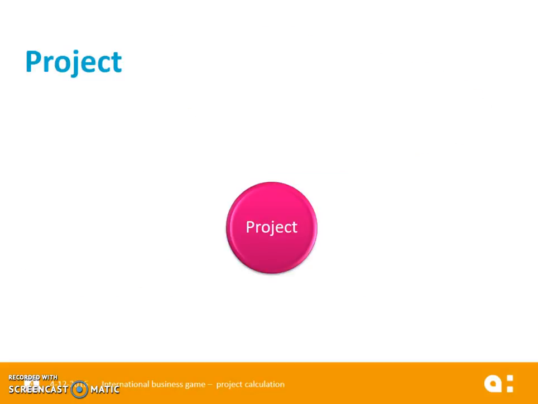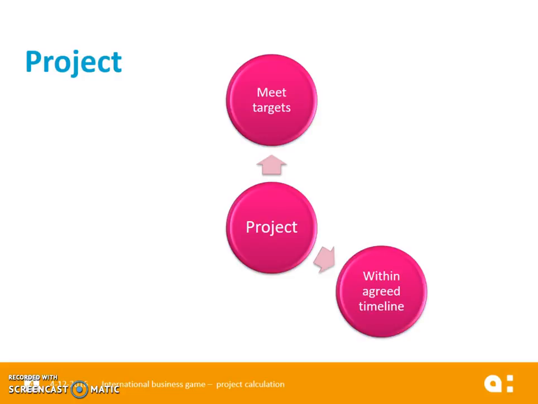What is a project? A project has an objective to create something, to fulfill the objectives the customer has for that project. You want to be spot on, exactly deliver what the customer wants, so meet your targets. You need to deliver that within an agreed timeline, the timeline the customer is expecting, a timeline which is realistic for the number of tasks which need to be done.